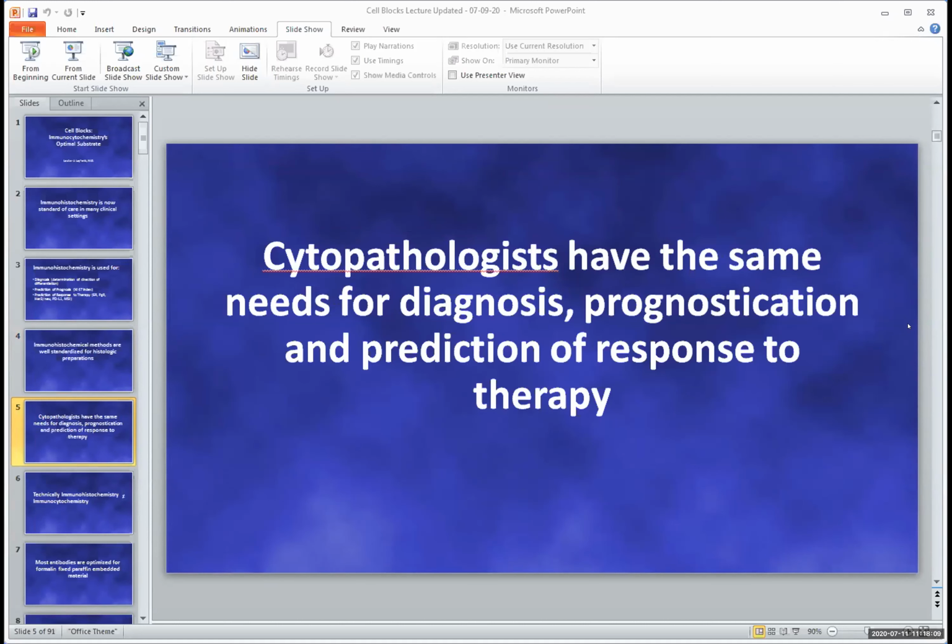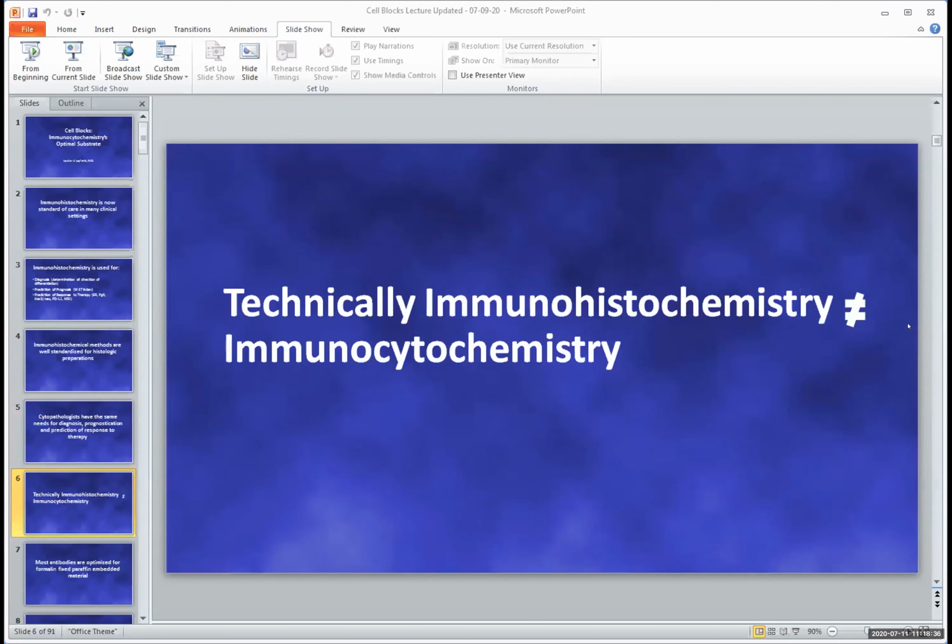Of course, cytopathologists are now having to address many of the same needs, very specifically for diagnosis, prognostication, and for prediction of response to therapy. The expectations for an FNA specimen are today essentially identical as they are for a core needle biopsy specimen, and therefore we have to meet those expectations with our cytology diagnoses.